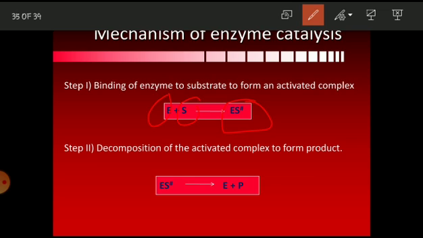If the activated complex has high energy, it means it is unstable. When the intermediate compound, that is the activated complex, is unstable, it will try to gain stability upon decomposition. So these activated compounds undergo decomposition to give the appropriate product. The second step is decomposition of the activated complex to form a product. The activated complex undergoes decomposition and gives product, and the enzyme E remains as it is.